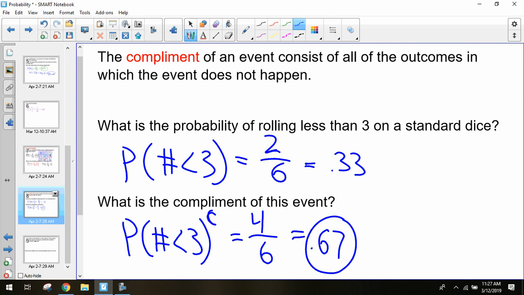So 7, 8, 9, 10. But this is just a normal 6-sided dice. Are we talking about dice? Oh, I know we were talking about dice. Never mind. Standard 6-sided dice. Sorry. Okay.